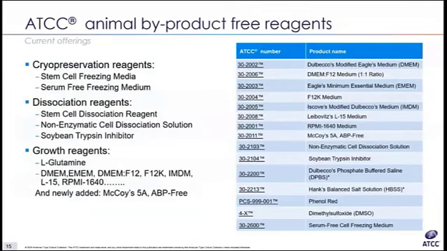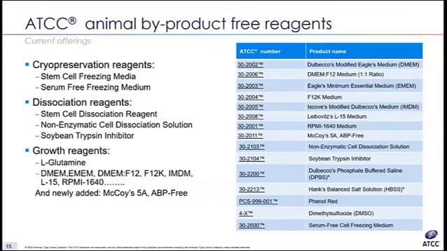And of course, the best course of action is to reduce the potential of adventitious agents through the use of chemically defined animal byproduct-free reagents. ATCC currently offers several animal byproduct-free solutions for cell biology. This includes reagents for cryopreservation, such as stem cell freezing medium and serum-free freezing medium.